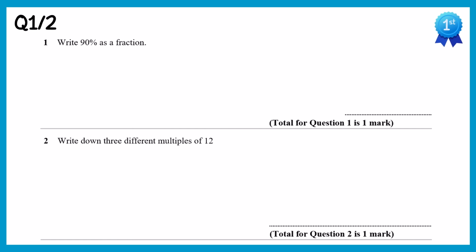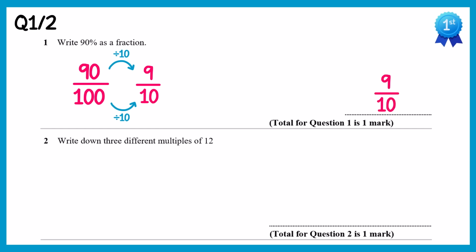So for question 1, we need to write 90% as a fraction. To write any percentage as a fraction, you just write it over 100. So we need to do 90 over 100. This fraction will simplify, you can divide them both by 10. So if we do 90 divided by 10, we get 9, and 100 divided by 10 is 10. This one's now simplified, so the answer we're after is 9 over 10. You could also just put 90 over 100 into your calculator and then press equals, and it will probably show you 9 over 10.